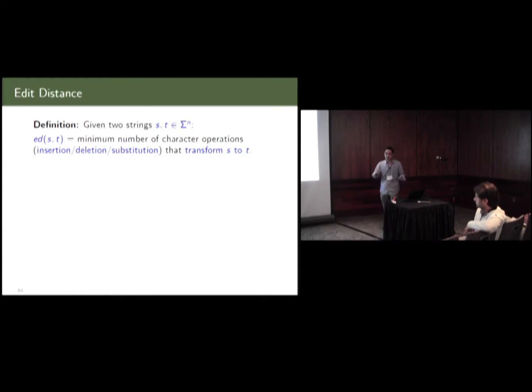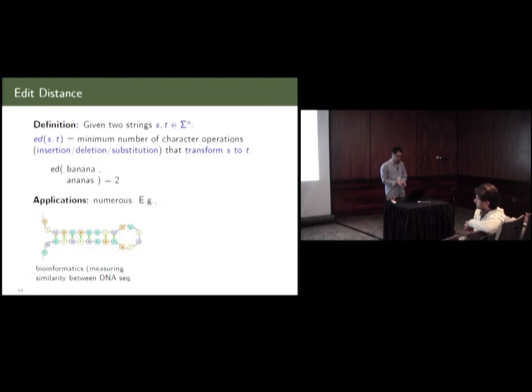So, I guess you all know edit distance. It's basically the minimum number of insertions, deletions, and substitutions you need to transform string S to string T. Okay, so it's a basic question. This is an example: for banana and ananas, the edit distance is 2.